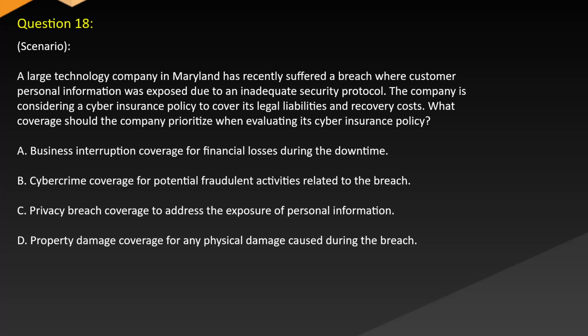Question 18 scenario. A large technology company in Maryland has recently suffered a breach where customer personal information was exposed due to an inadequate security protocol. The company is considering a cyber insurance policy to cover its legal liabilities and recovery costs. What coverage should the company prioritize when evaluating its cyber insurance policy? A. Business interruption coverage for financial losses during the downtime. B. Cybercrime coverage for potential fraudulent activities related to the breach. C. Privacy breach coverage to address the exposure of personal information. D. Property damage coverage for any physical damage caused during the breach.